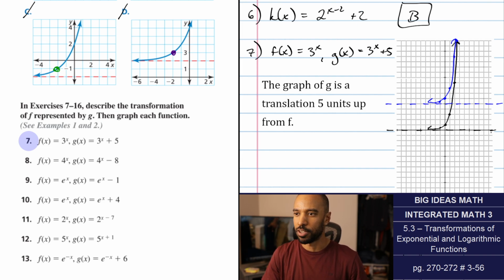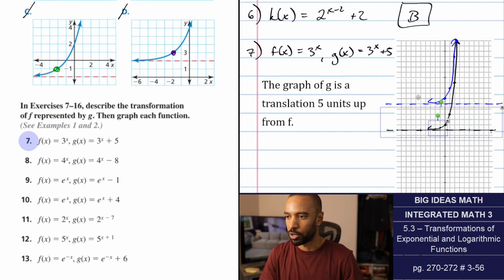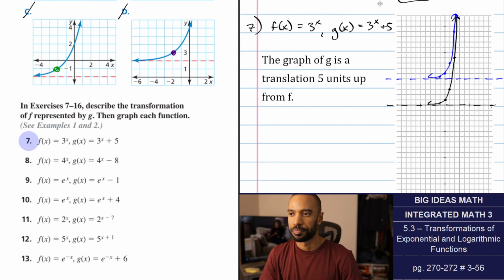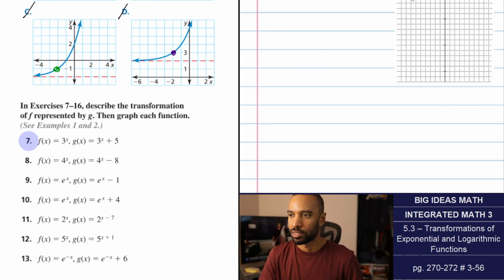And hopefully you're getting that feel that this graph is merely just a translation. If I did take it and drag it upward, it would match that one, ideally. It's supposed to, and that's what that one is there. All right, number 8.